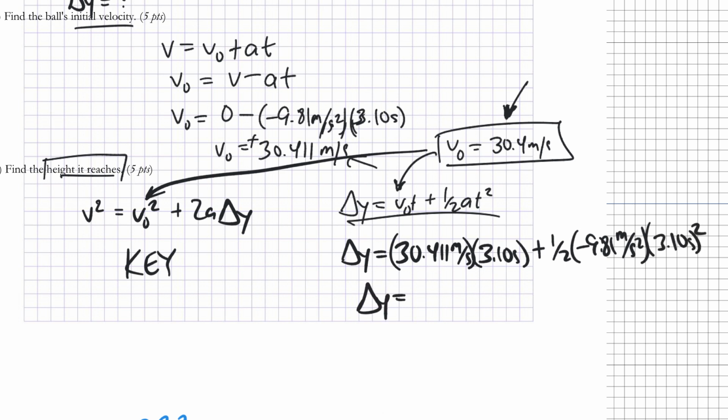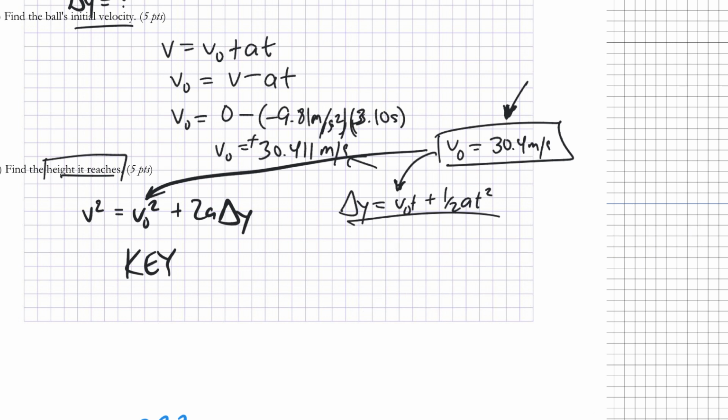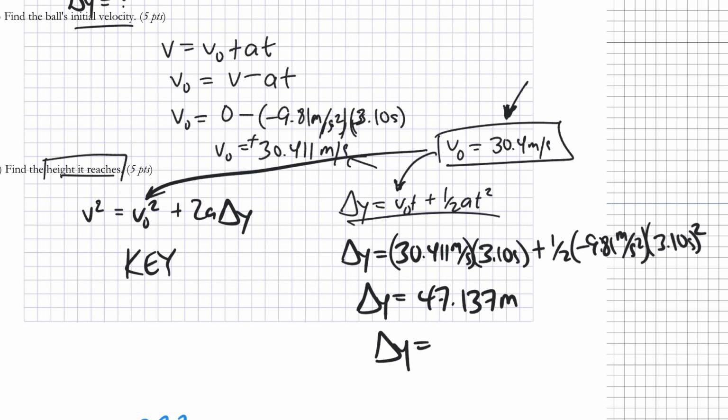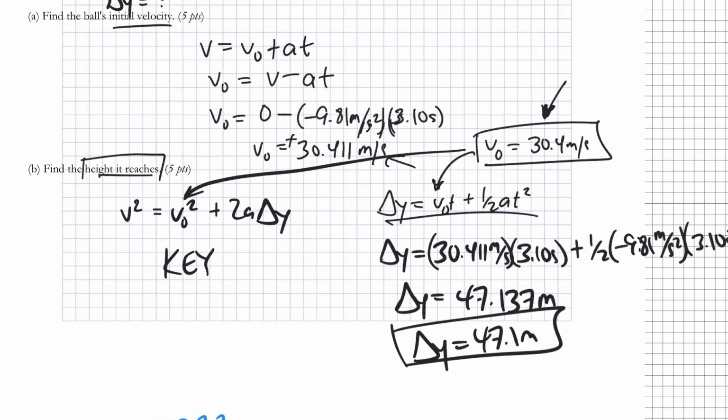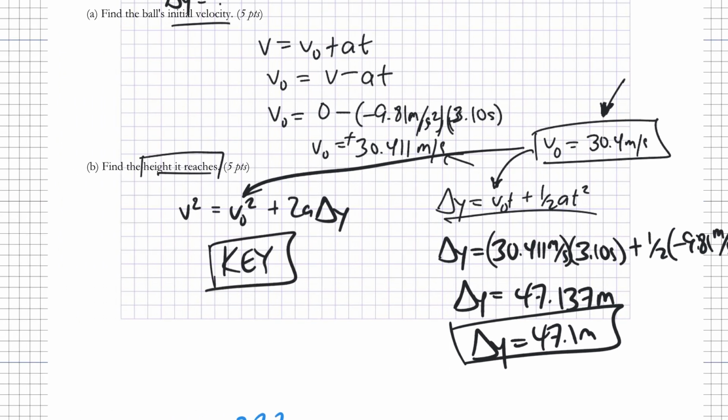So delta y equals, let's see here. My calculator says 47.137137 meters. So 3 sig figs, 47.1 meters. Oh, it matches the key. So if you follow this method, you'll get the exact same answer. So either way is fine. I think I like this one better because it's already solved for delta y. It's kind of what the equation is designed for.